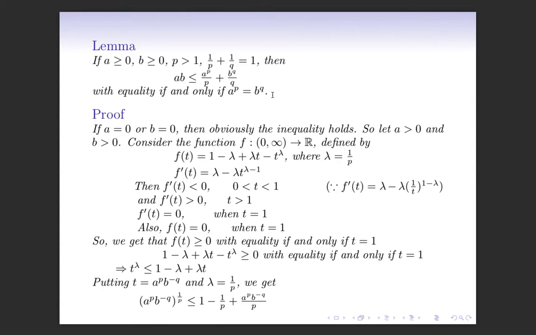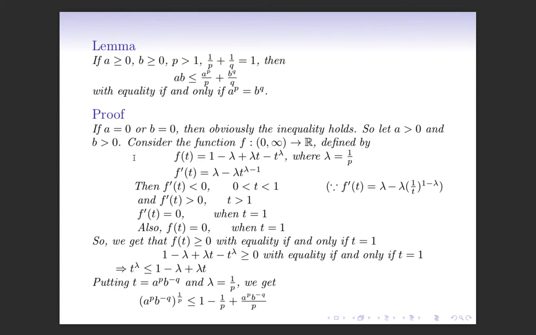Let us prove this lemma. If a is equal to 0, then in this inequality the left hand side is equal to 0 and on the right hand side we have b^q/q, and since b^q is a non-negative number, this inequality holds. And similarly, if b is equal to 0, then also this inequality holds. So let a and b be positive real numbers.